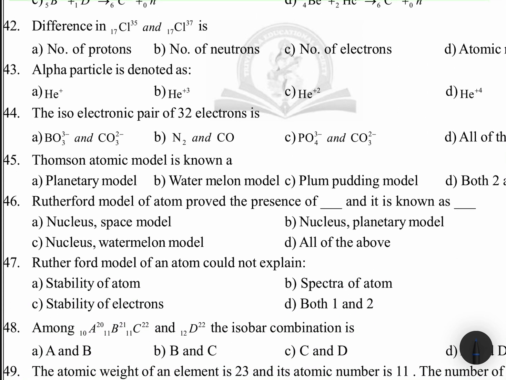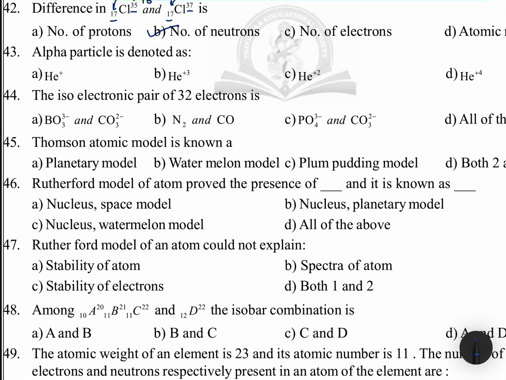The difference in chlorine-35 and chlorine-37 atoms is definitely the number of neutrons, not electrons or atomic number. Atomic number is the same, 17. Mass number is 35 and 37. So here 35 minus 17 is 18 and here 20. The neutrons, 18 and 20, are different. Alpha particle is denoted as He2+.